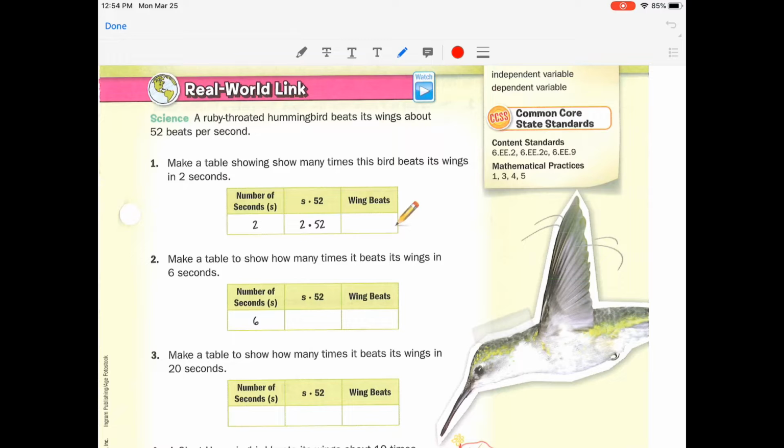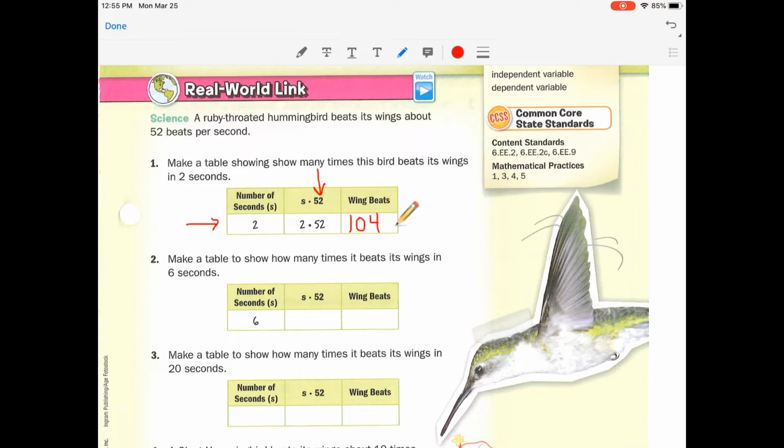So let's take a look at this real world link. It says a ruby-throated hummingbird beats its wings about 52 beats per second. Make a table showing how many times this bird beats its wings in 2 seconds. So in 1 second, we know it beats 52 beats per second. So if we wanted to figure out how many it did in 2 seconds, we're going to take 2 times 52, because in 1 second it beats 52, which is going to give us 104 wing beats. Okay, that's how fast a hummingbird moves. If you've ever seen a hummingbird, they go really fast.